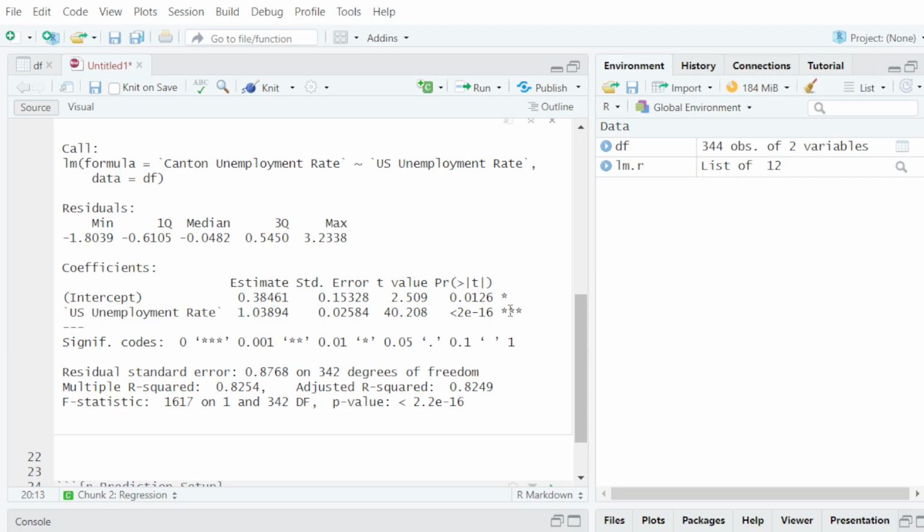Right. So one thing you can do, you can play the game of what I sometimes like to call find the asterisks. Anything that has an asterisk, one, two, or three, it doesn't really make any difference, would generally be considered statistically significantly different from zero. In other words, what we really care about for us right now is this one. So is there a connection here? Yes. There's definitely clear, statistically significant evidence that the US unemployment rate does have an impact on Canton unemployment rate. There is an association here.